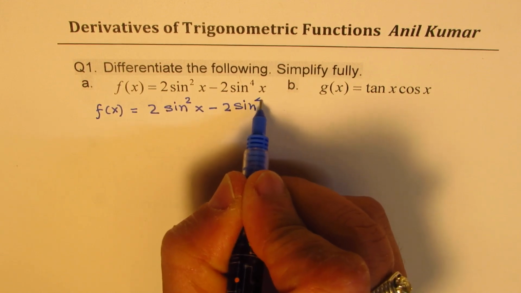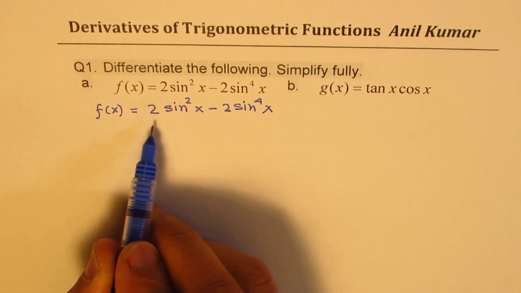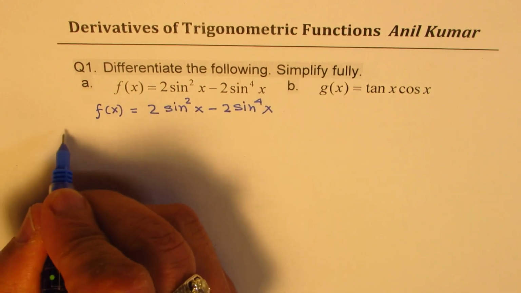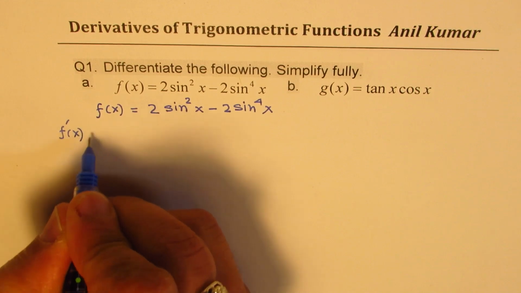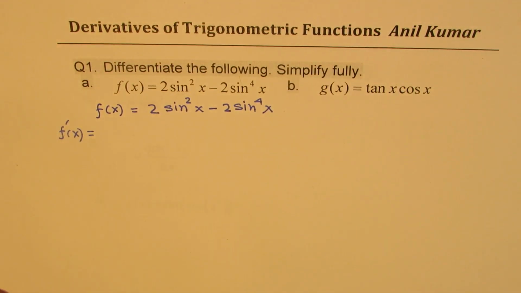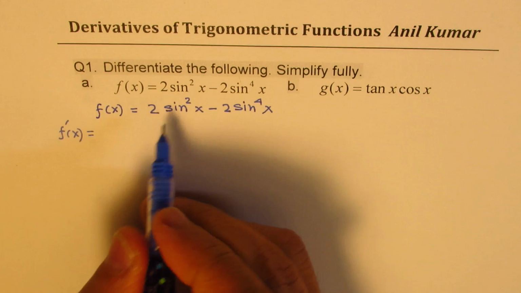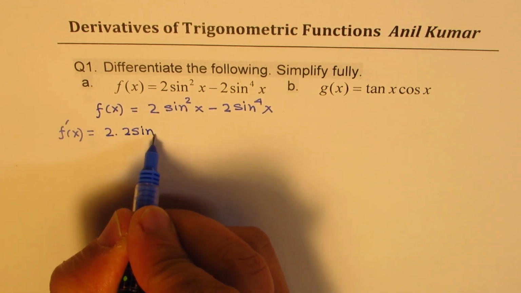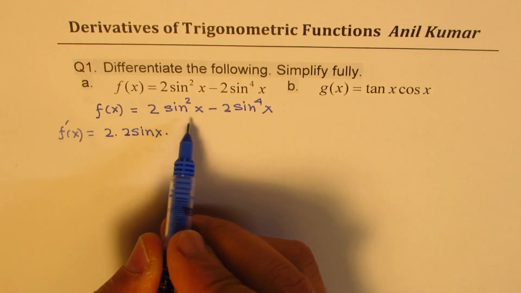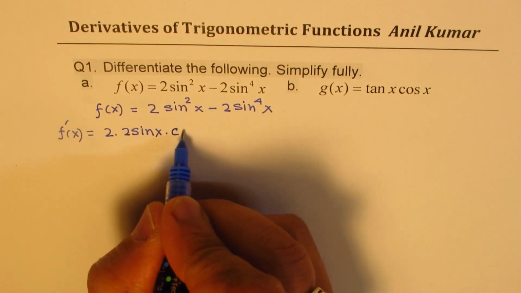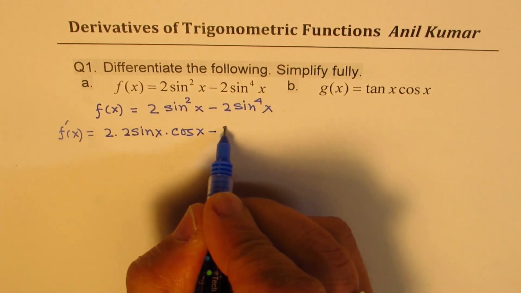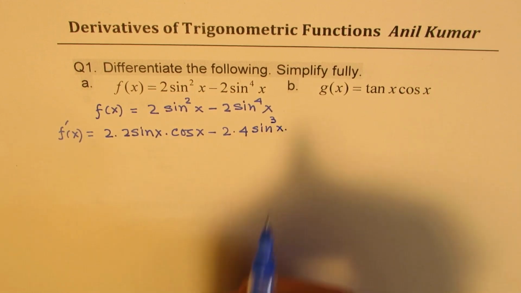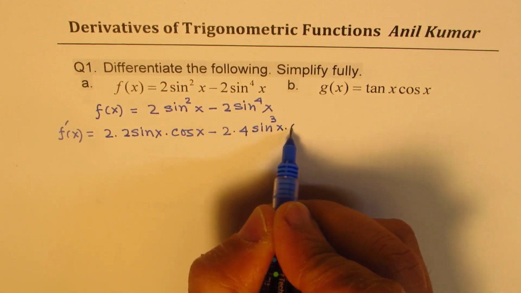Now we have this function f(x) = 2 sin²x minus 2 sin⁴x. We need to differentiate, that is to say f'(x). So we can use the chain rule to differentiate, correct? The first term is 2 times 2 sin x times the derivative of sin x, which is cos x, correct? Minus here 2 times 4 sin³x. We have used the power rule, correct? Times the derivative of sin x, which is cos x.